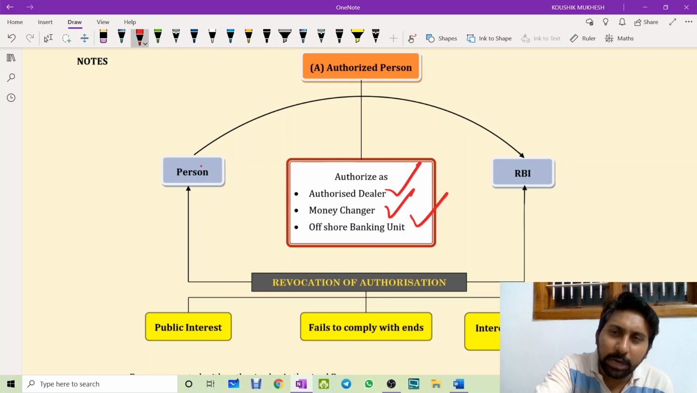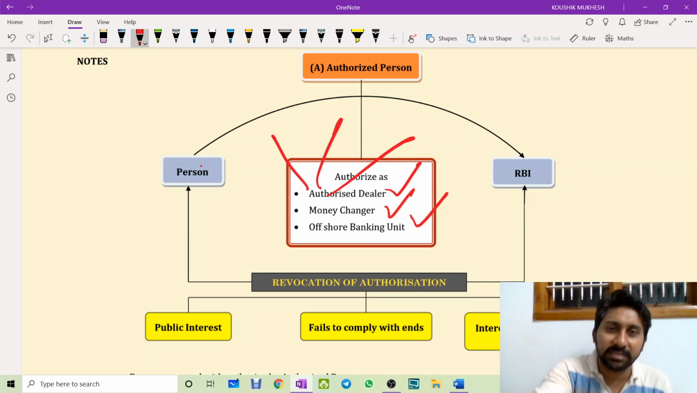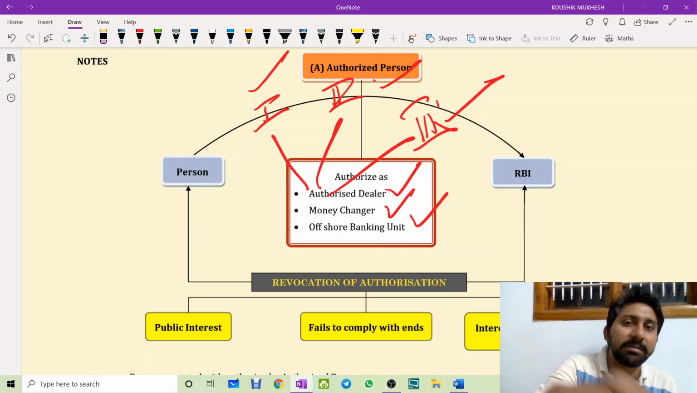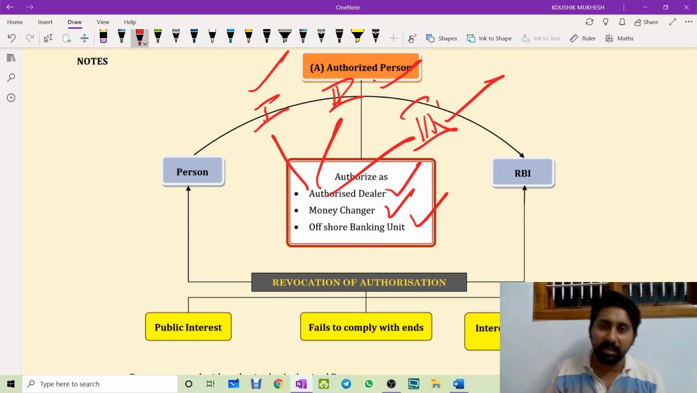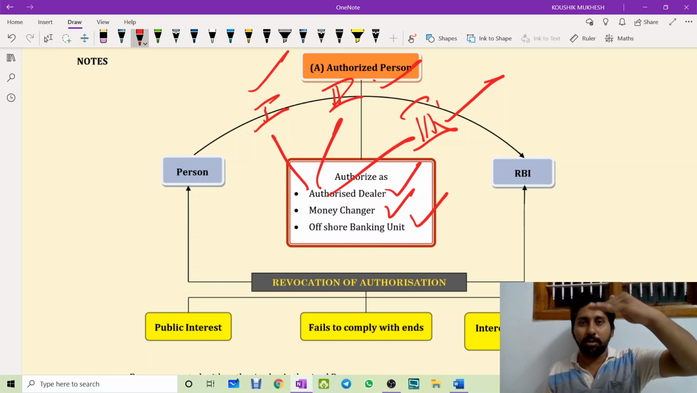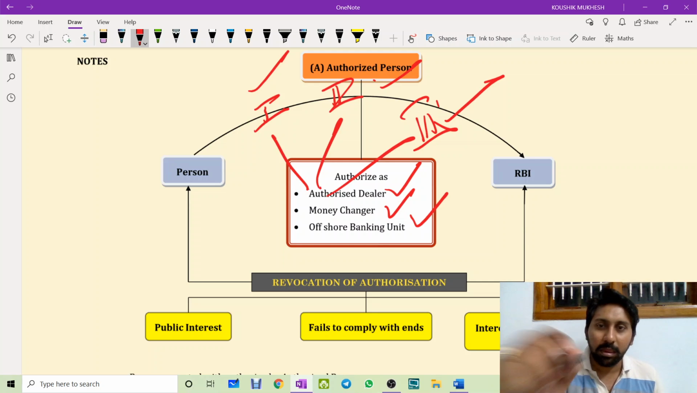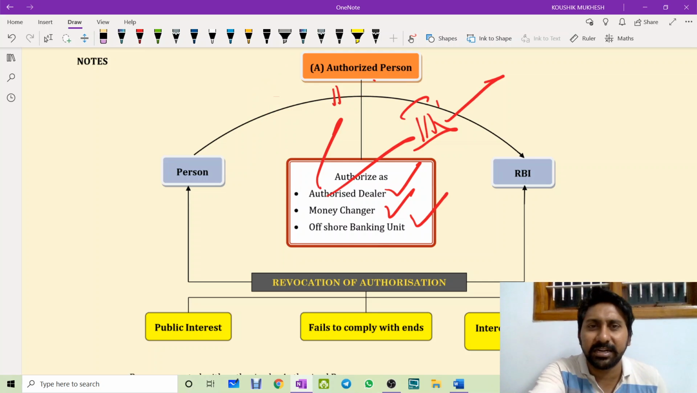Authorized dealers can do anything in foreign exchange. There are three types of authorized dealers: first level, second level, and third level. The biggest level will be the first level, next one second, and next one third. That means greater level, lower level, and much lower level. You can have three statuses of authorized dealer: AD1, AD2, AD3, they will call. They can do all kinds of foreign exchange transactions.